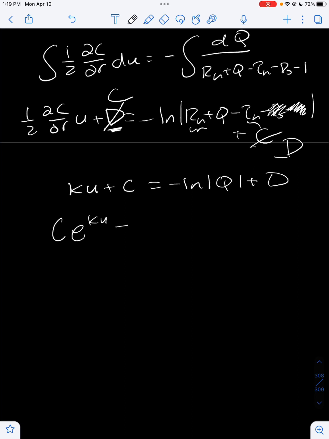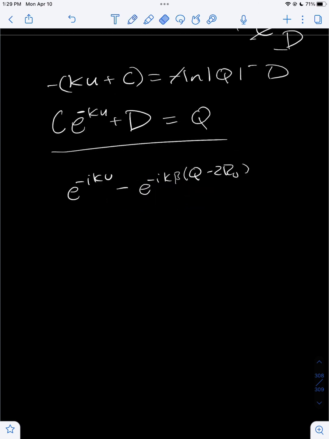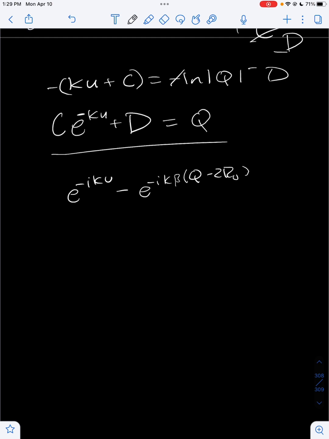Also before we do that, we should, technically speaking, multiply both sides by -1. And then we can just add positive d to both sides. And that'll give us that q equals c e to the kappa u plus d. And this should actually be a minus kappa u because of the minus sign that was over here. So now we have found our formula for q. And now we can look back at our field, phi of v.